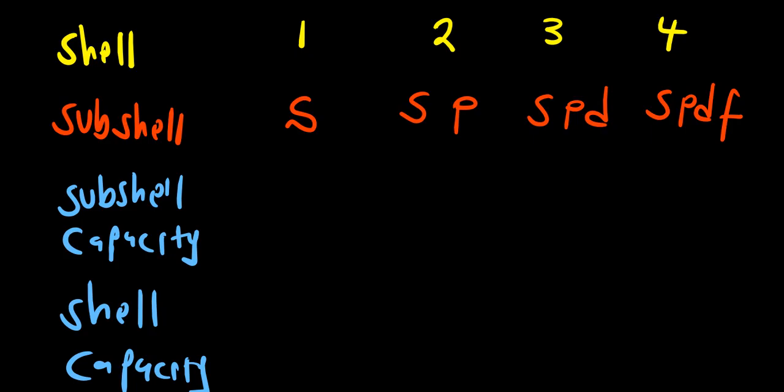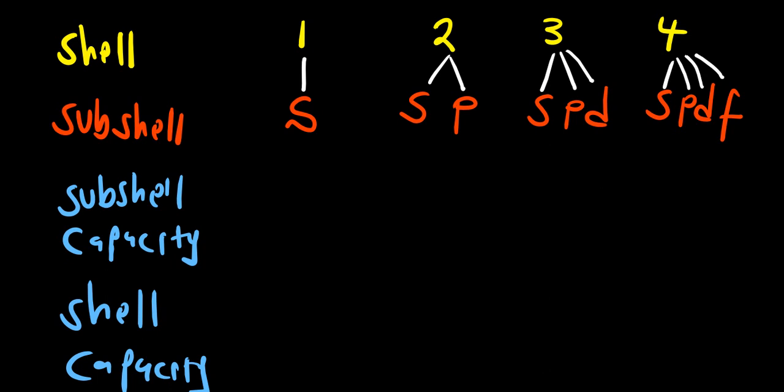Okay, let's just illustrate this one. So in shell number 1, you only have the S. In shell number 2, you have the S and the P. In shell number 3, you have the S, the P, and the D. In shell number 4, you have the S, the P, the D, and the F.